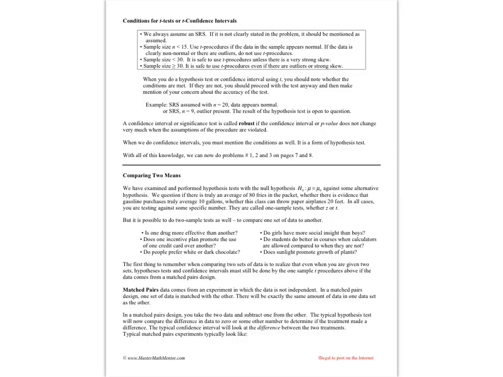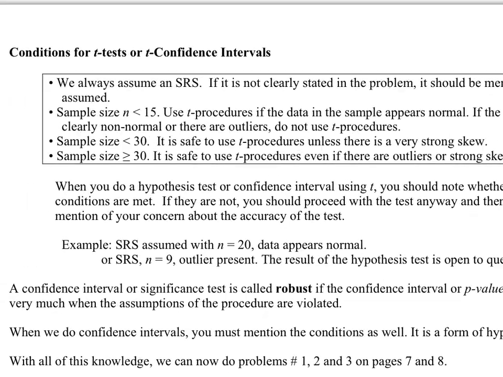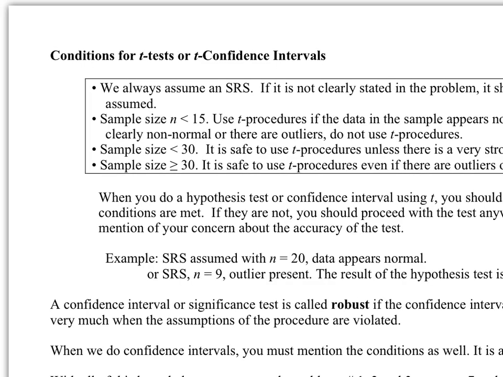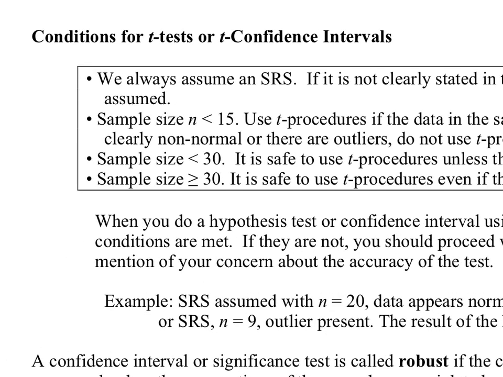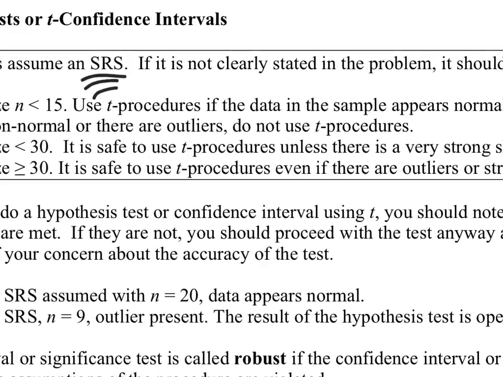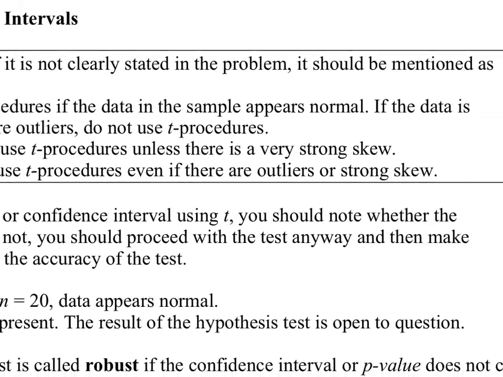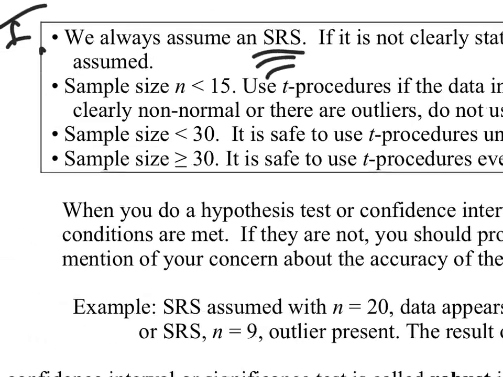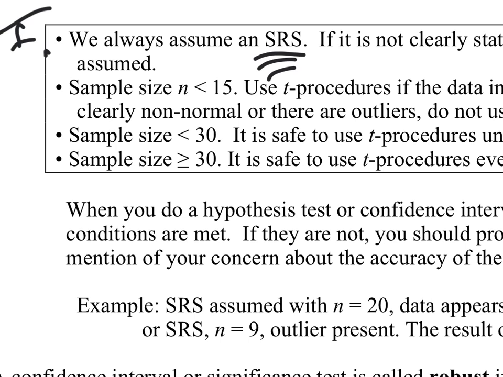So, let's see here. Conditions. Okay. First condition. Is that a surprise? SRS? What? No. Is that a surprise? No. It's not. And if he doesn't give it, what do? We assume it. Is that the next? Yeah, no, it's the same thing. We always assume an SRS. If it's not clearly stated in the problem, it should be mentioned as assumed.